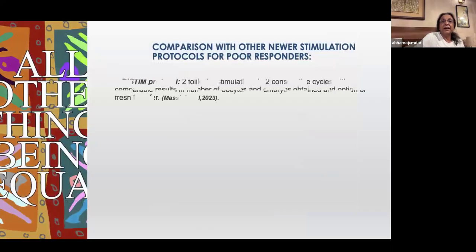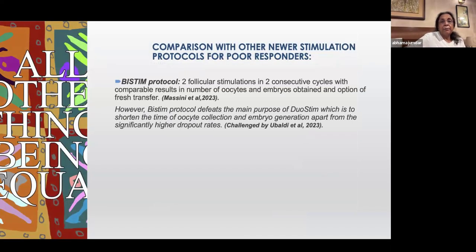So when we compare it with other newer stimulation protocols, the BiStim protocol defeats the main purpose of duostim, which is to shorten the time of oocyte collection and embryo generation, apart from significantly high dropout rates.